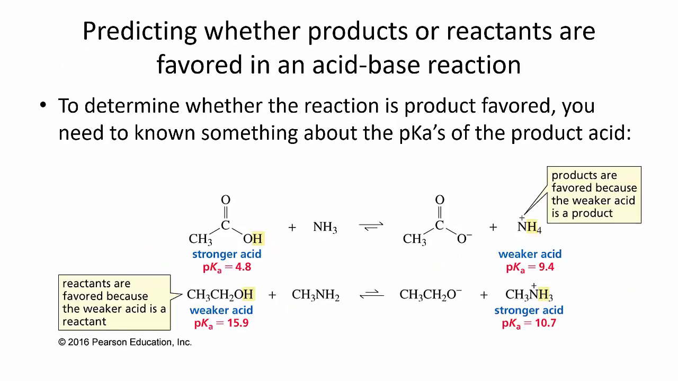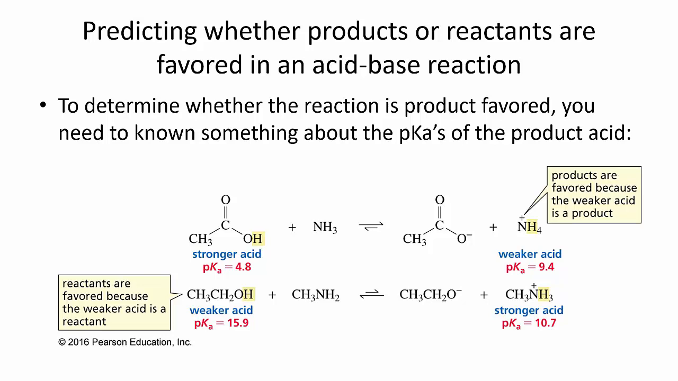I did cover this slide briefly before, but what you want to be able to do next is, once you've determined which one is acting as the acid and which one's acting as the base, you want to be able to predict whether the equilibrium is going to favor the product side, that is, produce more products, or stay on the reactant side and not react as far. And in order to do that, you need to look at the pKa of the product acid, and you compare the acid strengths for the two.